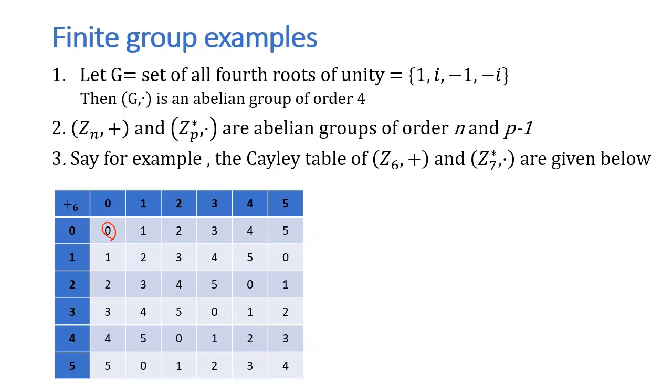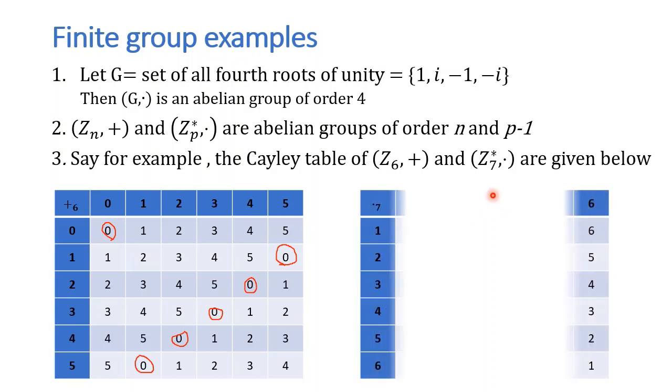Under addition modulo 6, the inverse of 1 is 5. For the inverse of 2, you see where the identity element is and you can check that 4 is the inverse of 2 under addition modulo 6. Similarly, the inverse of 3 is 3. The inverse of 4 is 2 and the inverse of 5 is 1. So each and every element has an inverse under addition. So it satisfies all the 4 properties, so it is a group.